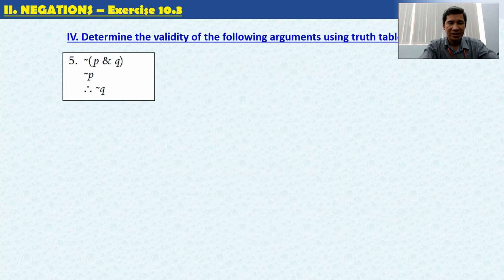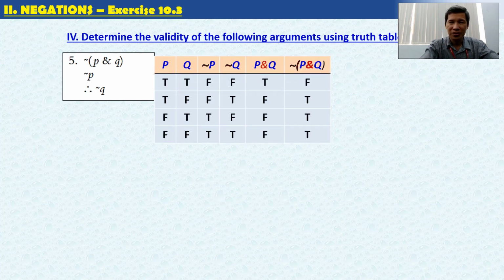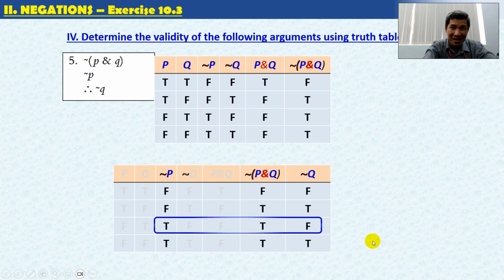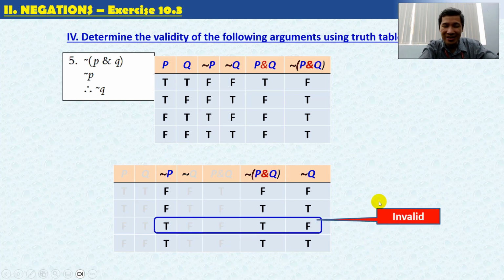Number 5, not the case P and Q, not P, the conclusion is not Q. Not P, not the case P and Q, and not Q. What do you think? Look at the cases when all the premises are true. When you say it's valid, I guess you have to check again. Invalid is the answer. Yeah, so do you still have any problems with negations?